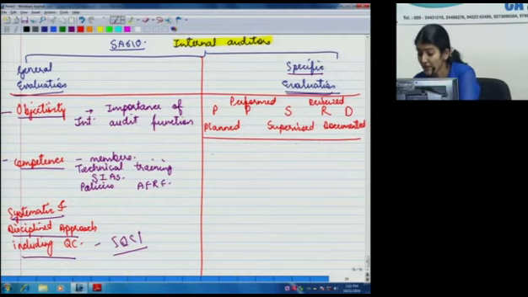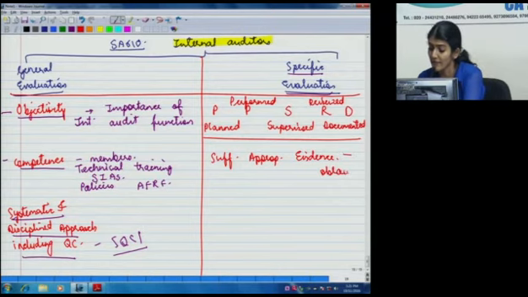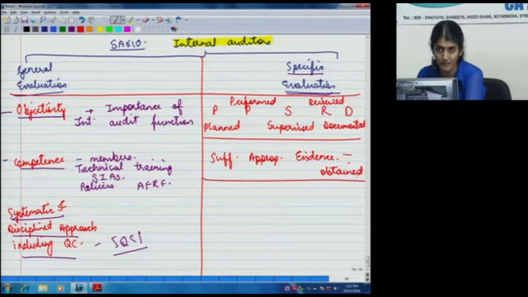Then, whether sufficient, appropriate evidence has been obtained by the internal auditors. Don't say audit evidence, because we say audit evidence only for statutory audit.